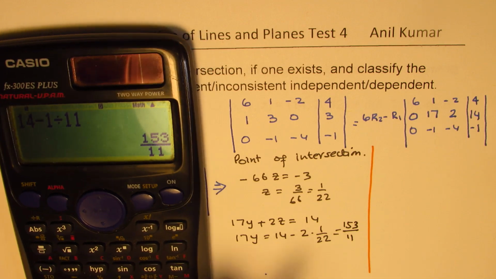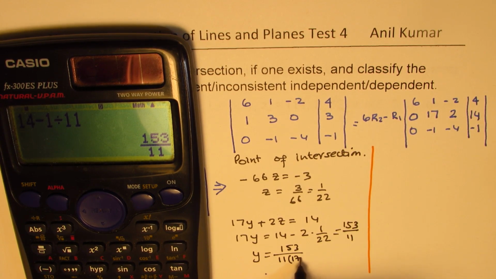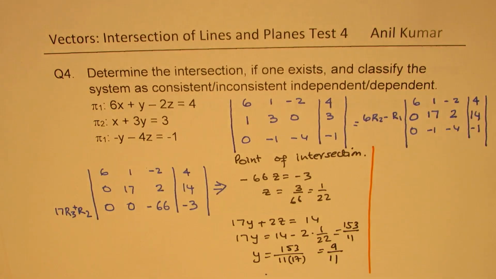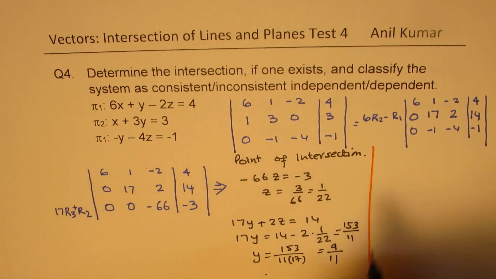Now we'll divide this by 17, right? So y equals 153 over 17 times 11. So we'll divide this by 17 to get our answer, which is 9 over 11. Clear? So 9 over 11 is the value for y. Now we have both these values. We can now solve for x.